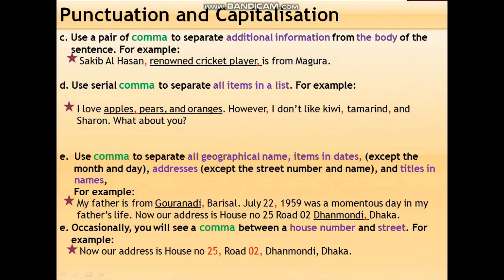Come to the next slide. Number C. Use a pair of commas to separate additional information from the body of the sentence. For example, Shakib Al Hasan, renowned cricket player, is from Magura. Here, renowned cricket player is additional information. So we use two commas here.